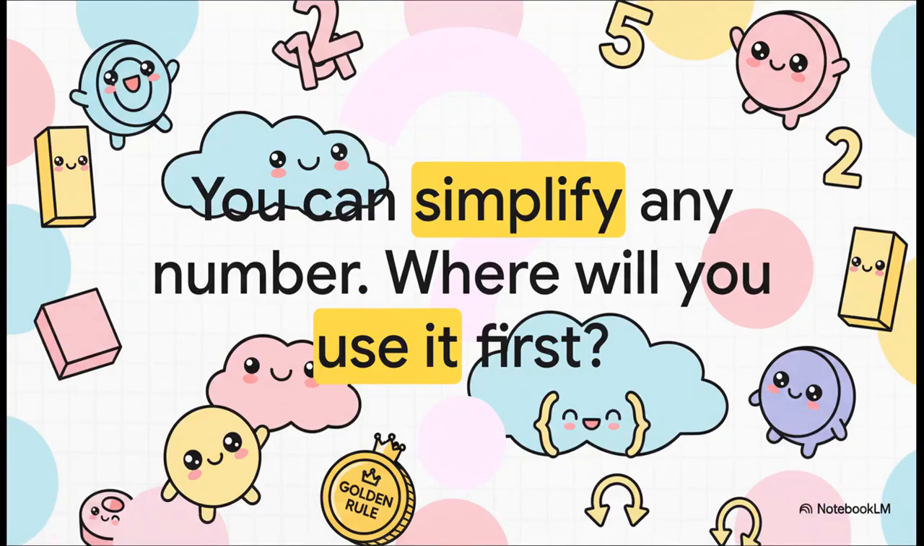So what's the big takeaway here? You now have 2 essential skills to handle pretty much any number you find out in the wild. The next time you see a statistic in a news headline, a price tag at the store, or data in a report, you'll know how to break it down and see what it's made of, and how to round it to quickly understand its scale. You've learned how to make numbers work for you. So where are you going to use this new power first?